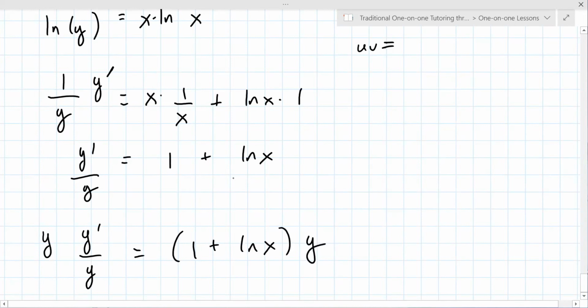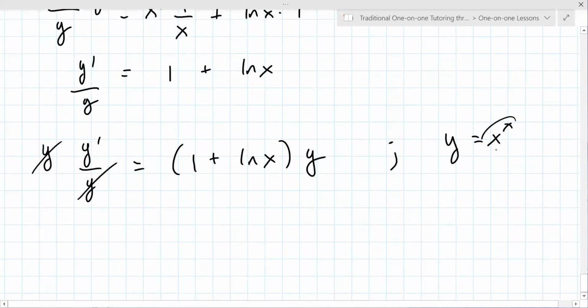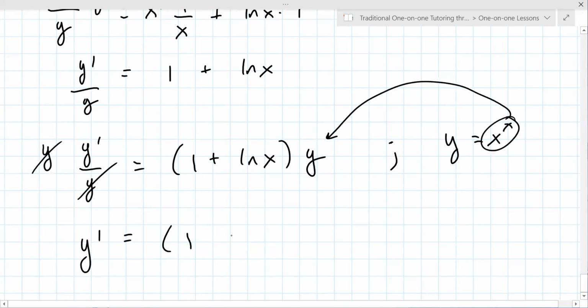From the previous line, you multiply both sides by y. On the left side, it cancels. And y is your original function. So you substitute that and put it in for y. So your y prime is 1 plus natural log of x, times x to the x, because you replace y with this x to the x. And that's the answer.